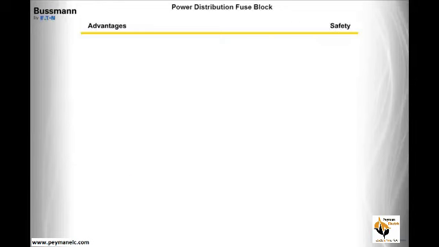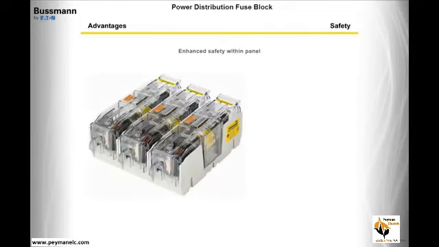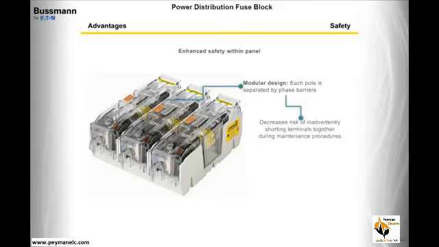The next advantage of the new power distribution fuse blocks is enhanced safety within the panel. With the modular design, each pole is separated by phase barriers, which decreases the risk of inadvertently shorting terminals together during maintenance procedures. The power distribution fuse block can also be coupled with an optional IP20 finger-safe cover.